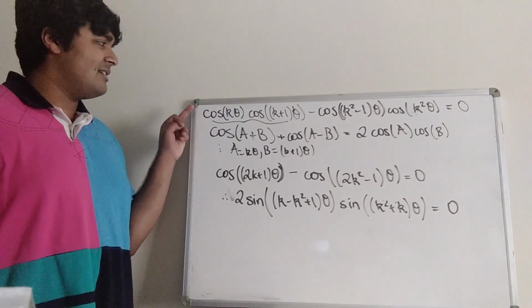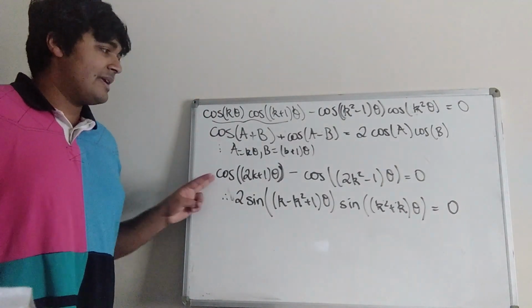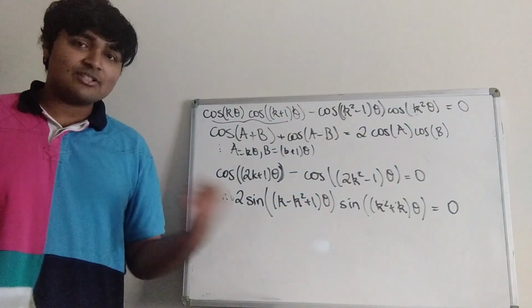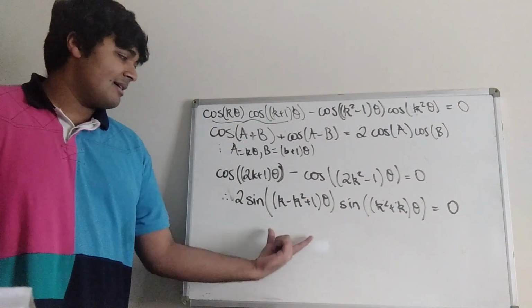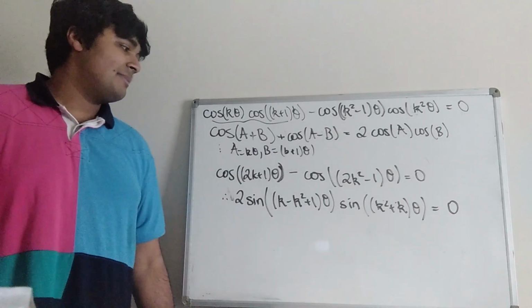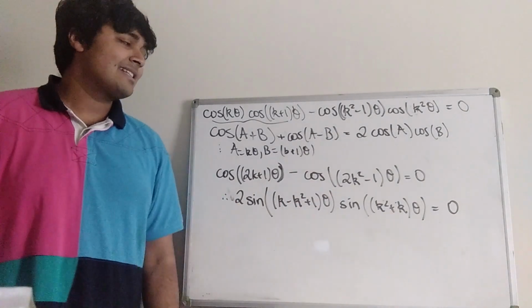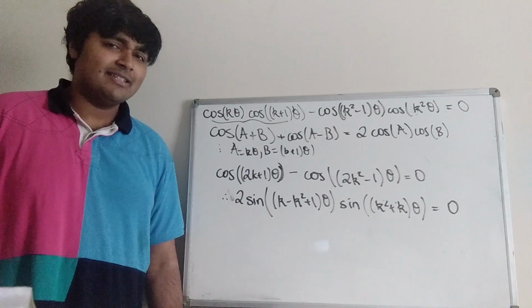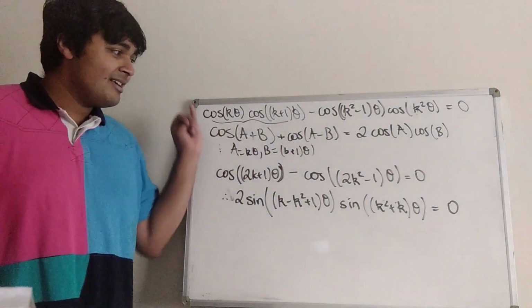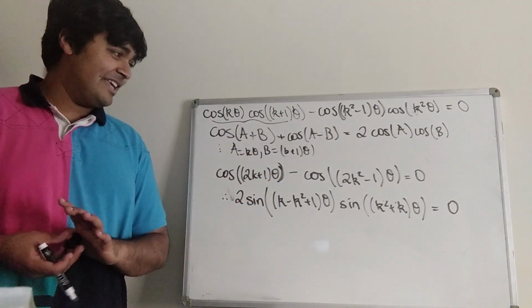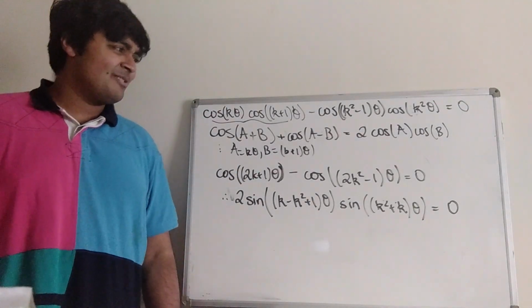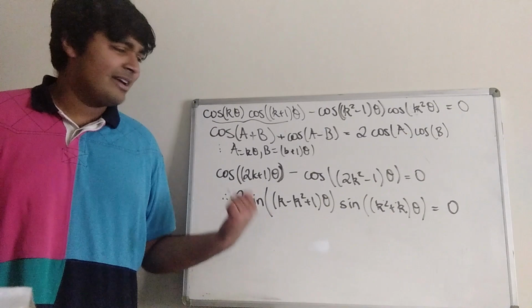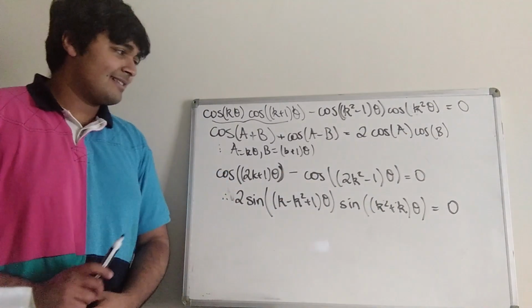Anyway, you can check for yourself, using this line and this line, we can get to this line here, and then again, just using some double angle formulae, from this line we can get to this line here. 2 times sine of (k minus k squared plus 1) theta times sine of (k squared plus k) theta equals 0. So again, we weren't done with the algebra, but now we've gone through most of the ugly algebra, just using double angle formulae. When you think about it, there's not much too difficult about it, but it is just a bit long and a bit tedious. Anyway, we get to this line here.